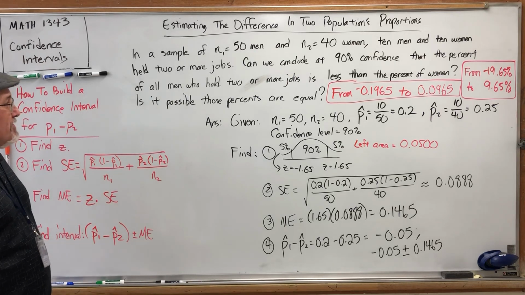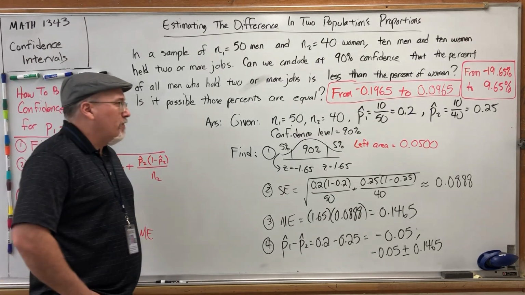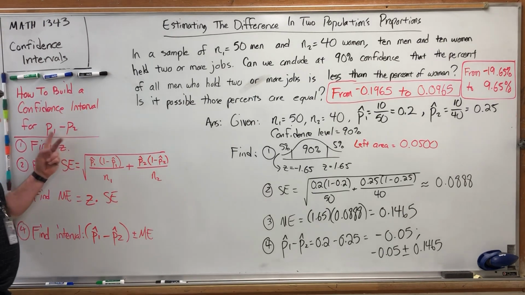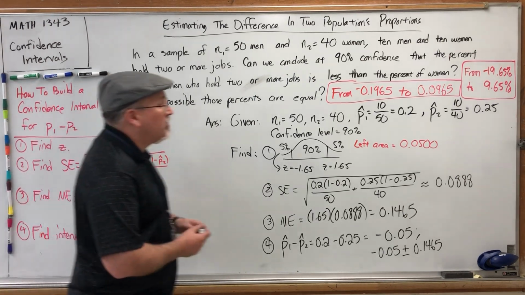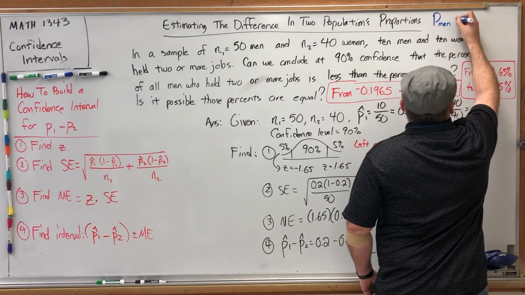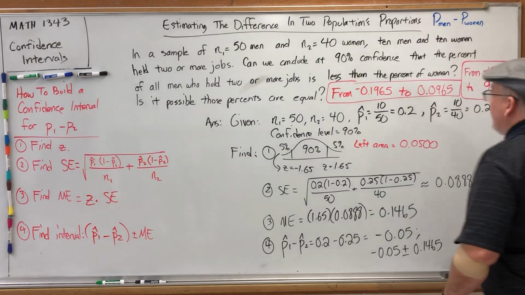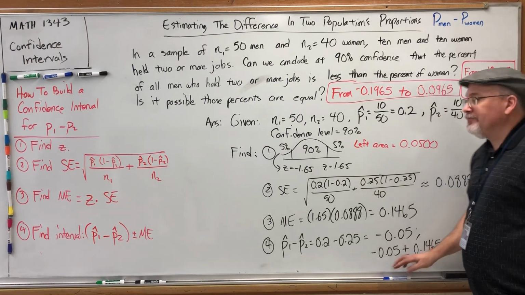The first question was, can we conclude at 90% confidence that the percent of all men who hold 2 or more jobs is less than the percent of all women? Remember, we're estimating this difference. In fact, let's write it with men and women. That is the interval estimate for the percent of men minus the percent of women. Now, first question, can we conclude that the percent of men is less than the percent of women? Let's think about what that would mean.